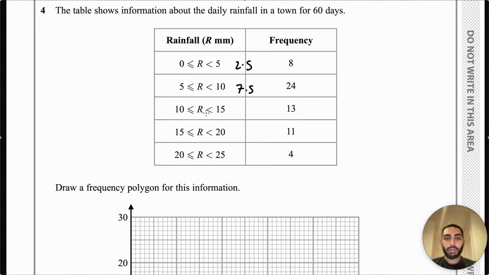If you're not too sure what the midpoint is, you can do 10 add 15 and divide it by 2. So 25 divided by 2 is 12.5. So that's just if it's a little bit trickier. You're just finding the mean of those two numbers. That'd be 17.5, that'd be 22.5.